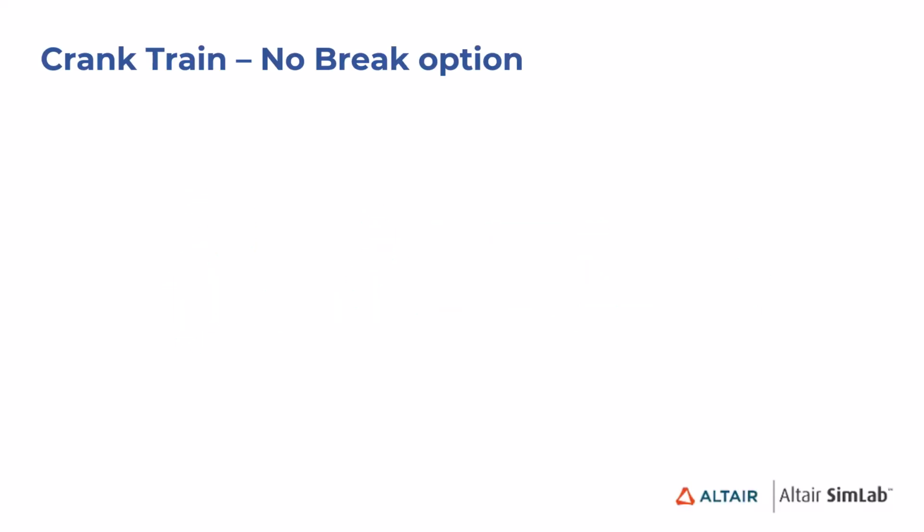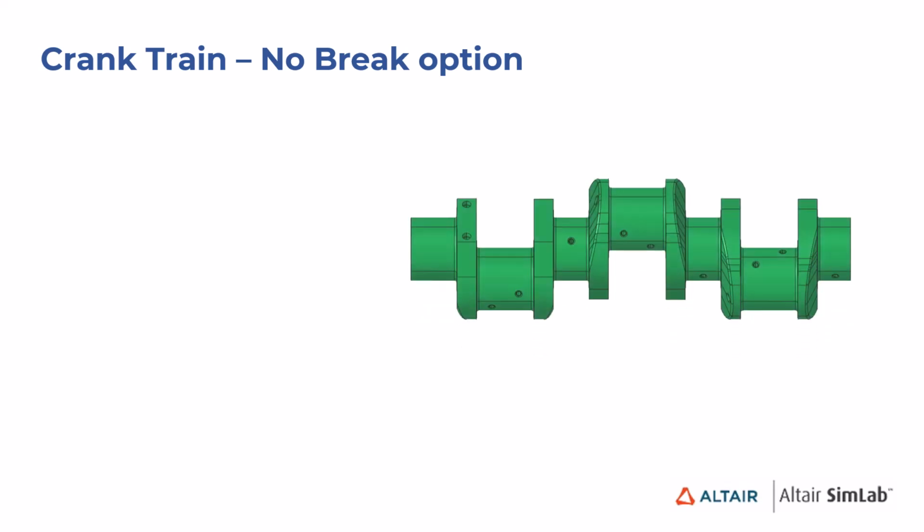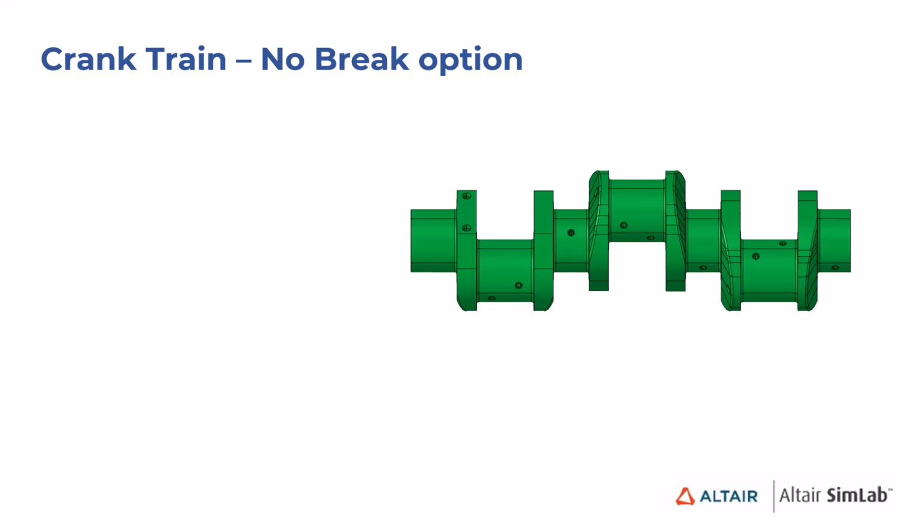Welcome to the Altair SimLab tutorial. In this tutorial, we will see how to use the option crank train, which is the no break option. Let's consider a small example of a crankshaft. Let's see the problem description.